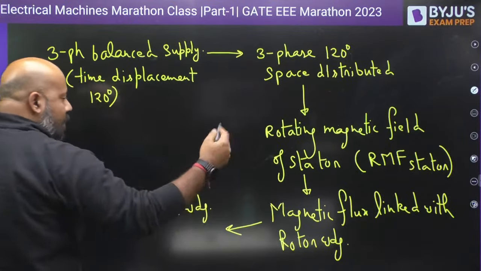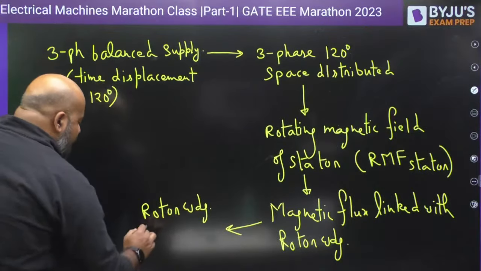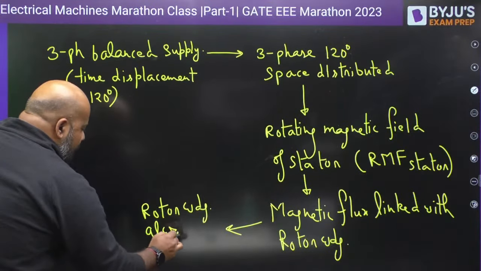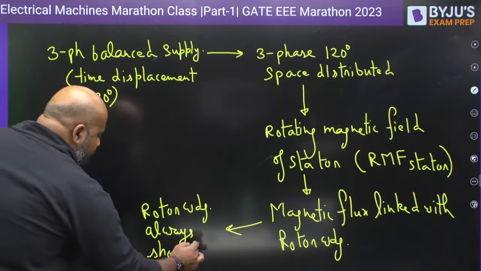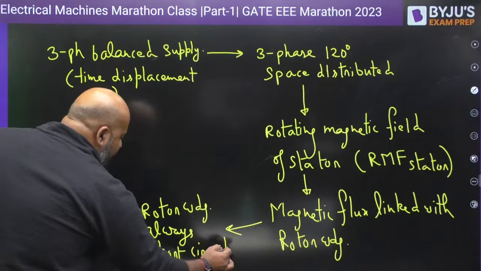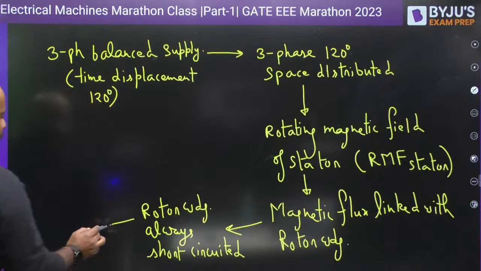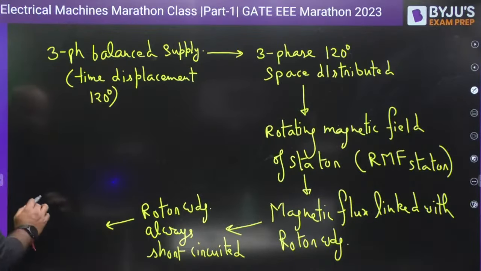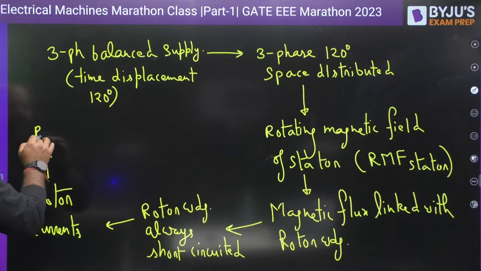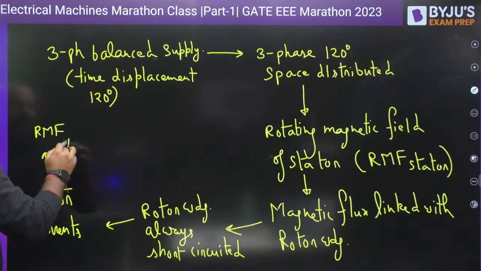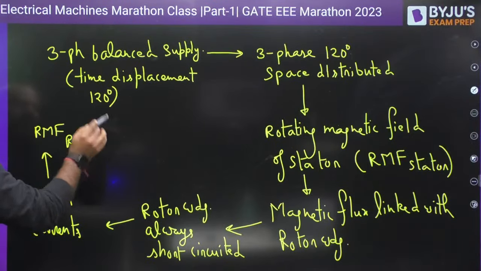Rotor windings, or bars in case of squirrel cage, are always short circuited. When always short circuited, the circuit is complete, so you will get rotor currents. Rotor currents will have their own rotating magnetic field. So this is the rotor rotating magnetic field.